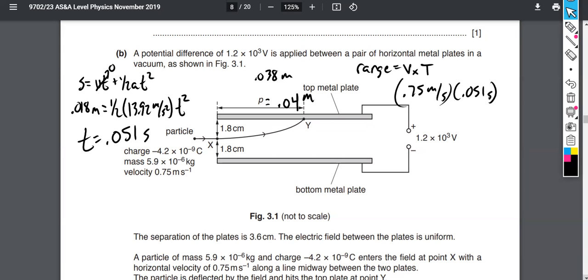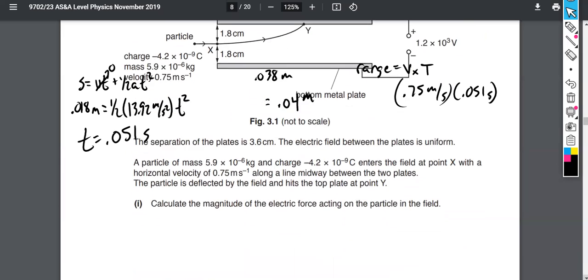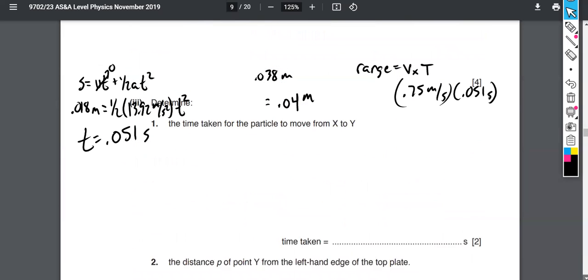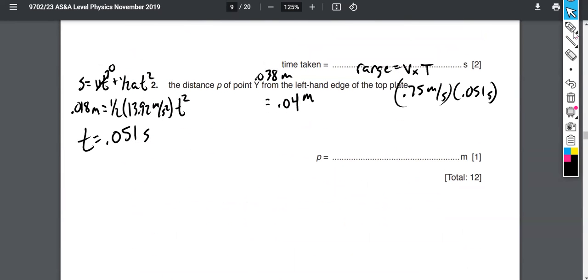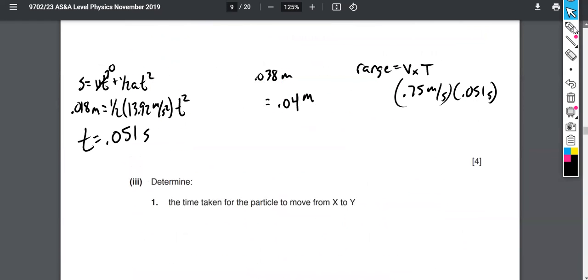I think that's the last one there. Plenty of time to spare. 12 marks on that. All right.